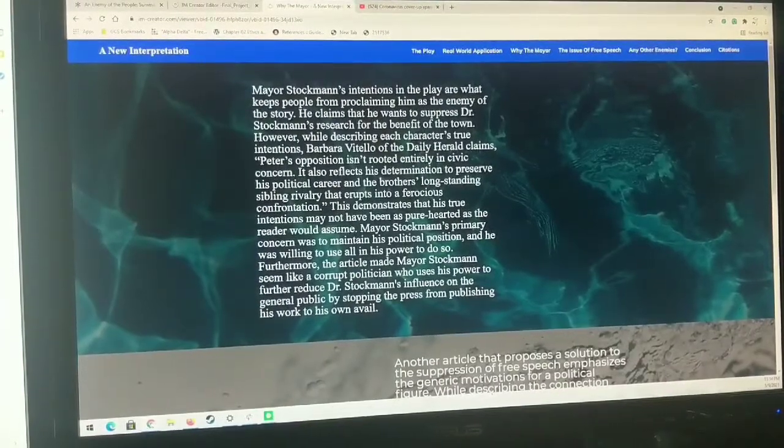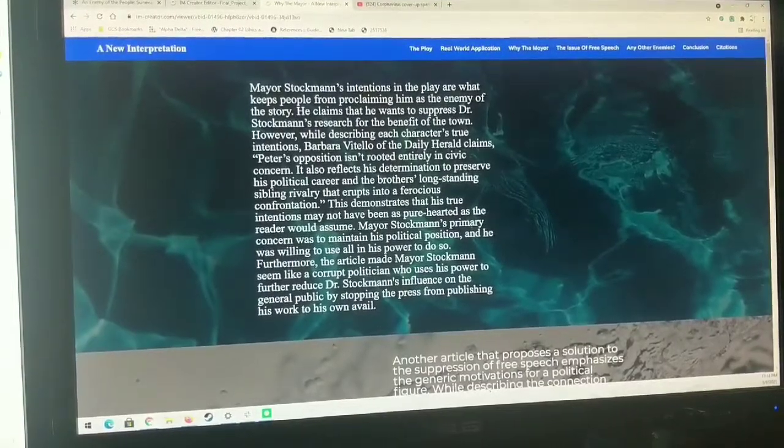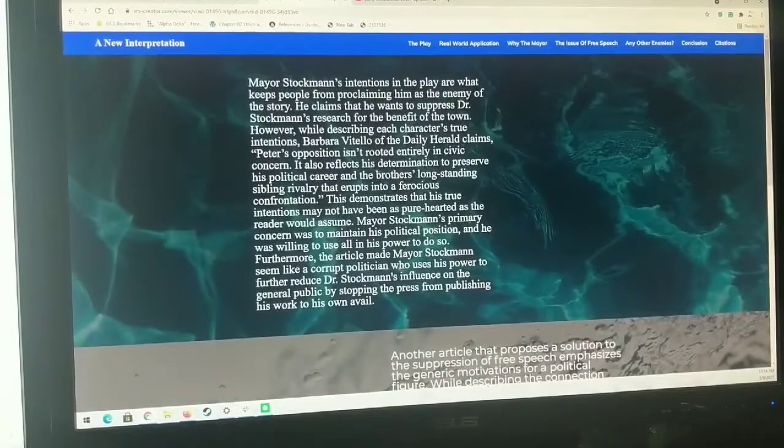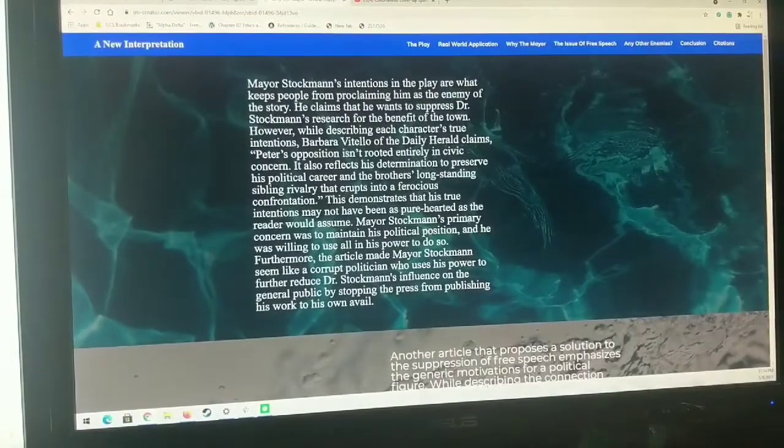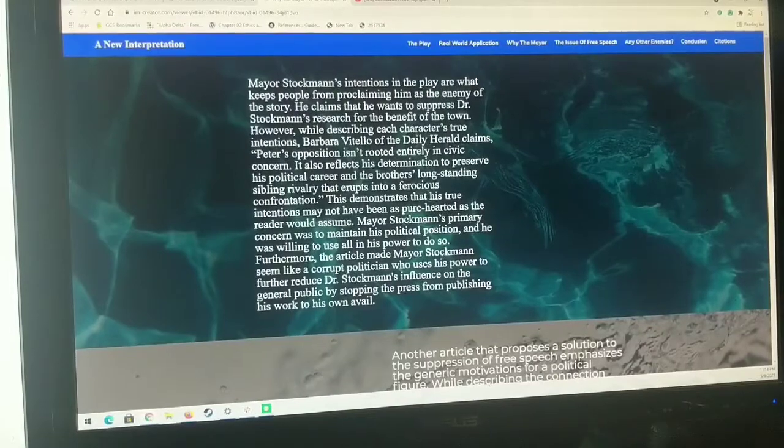However, while describing each character's true intentions, Barbara Vitello of the Daily Herald claims Peter's opposition isn't rooted entirely in civic concern. It also reflects his determination to preserve his political career and the brothers' long-standing sibling rivalry that erupts into a ferocious confrontation. This demonstrates that his true intentions may not have been as pure-hearted as the reader would assume.